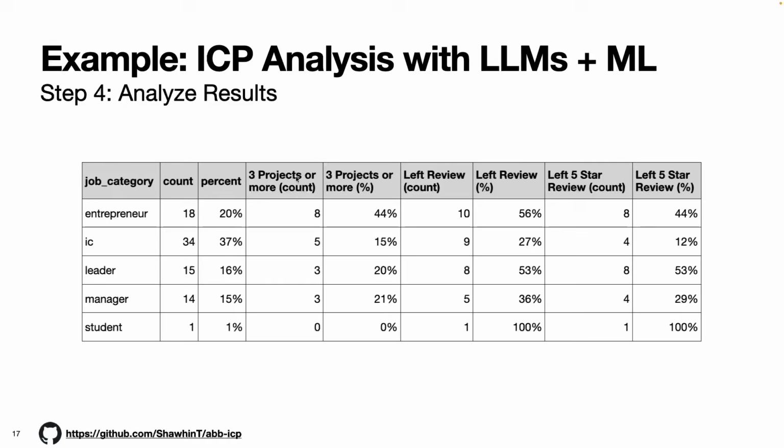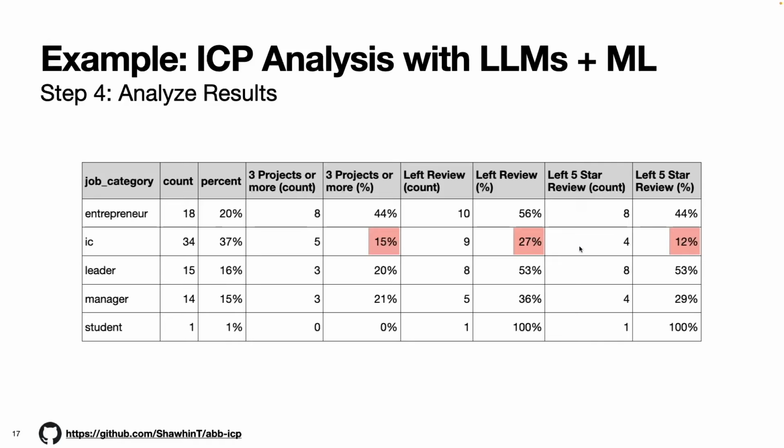This first one is if they submitted 3 or more projects. So this is like an engagement metric. This is how many people left a review, and then this is how many people left a 5-star review. First, looking at individual contributor, which was that first variable that had a very negative impact on leaving a 5-star review, we can kind of see why, because these people submitted the least amount of projects. So only 15% of them submitted 3 or more projects. Only 27% of them left a review, which is actually the smallest out of all the different job categories. And then only 12% left a 5-star review. So only like half of those who left a review left a 5-star review.